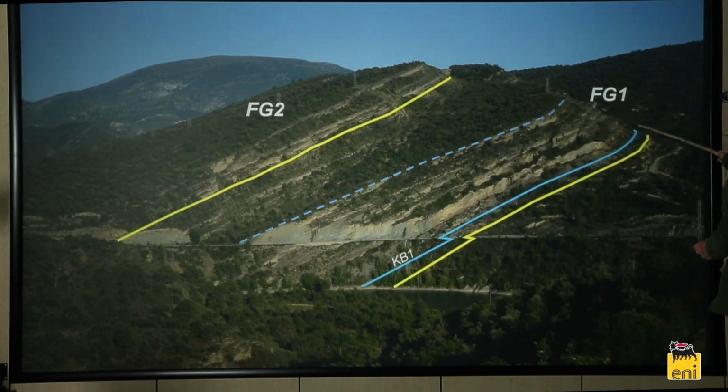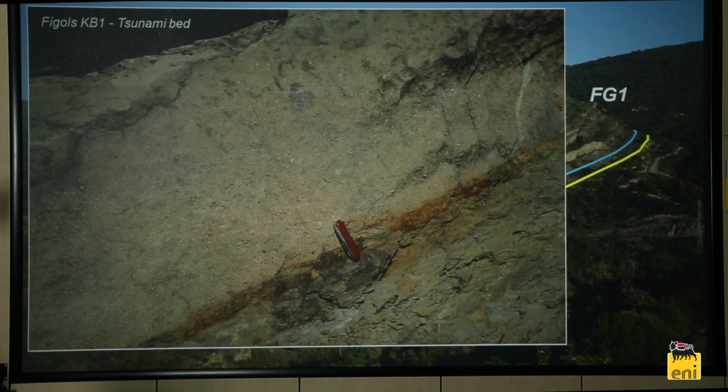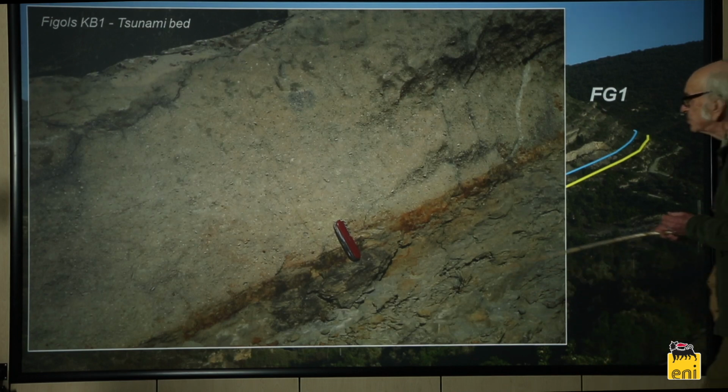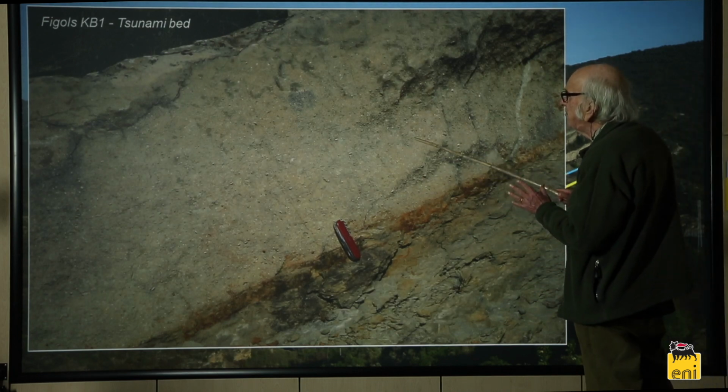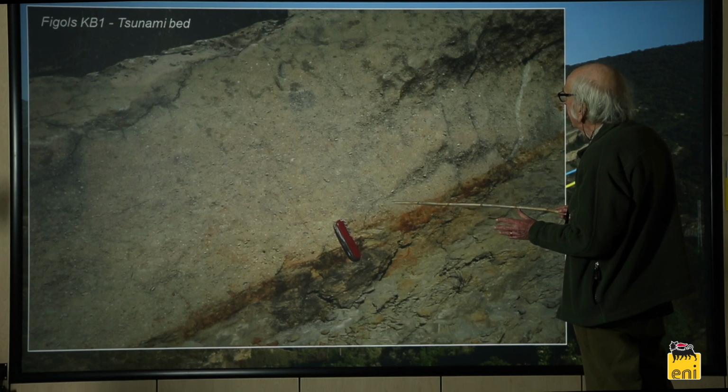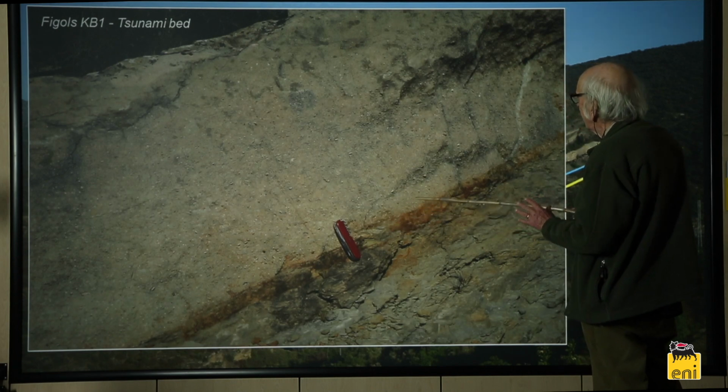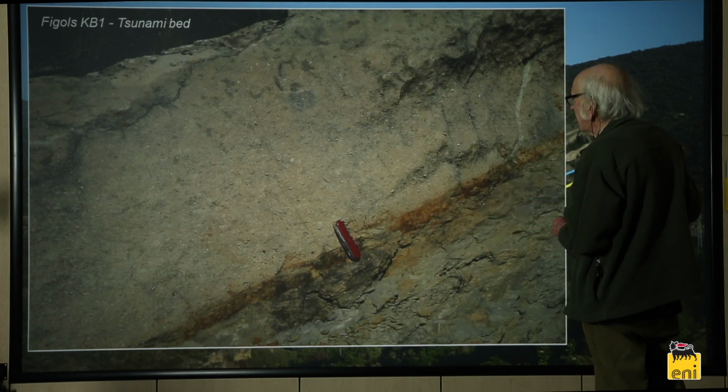And in here you have a very, very interesting unit in the Figols 1 that we interpreted many years ago, and I think the interpretation is correct, as a tsunami bed. And this is a key bed of local significance, but that can be mapped very carefully, very precisely in a large portion of the Ager Basin.